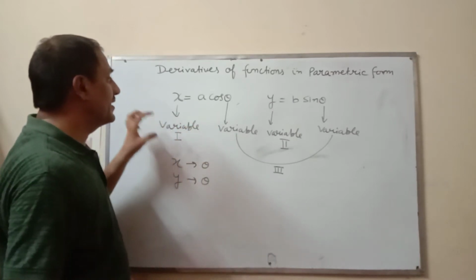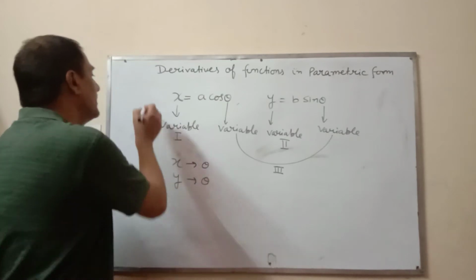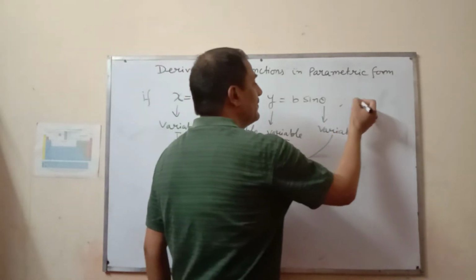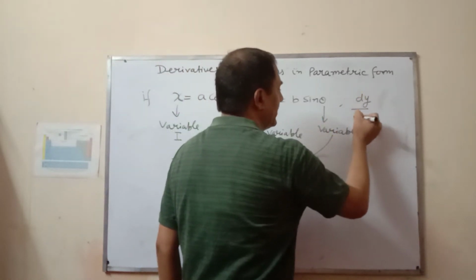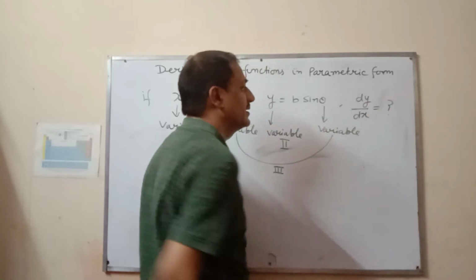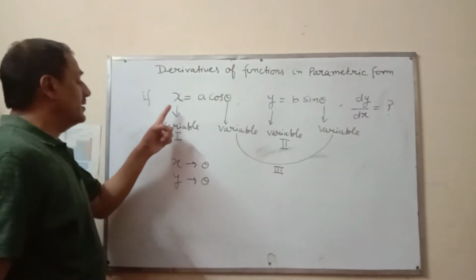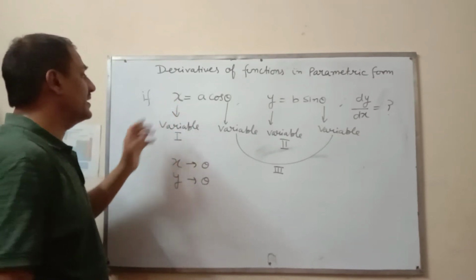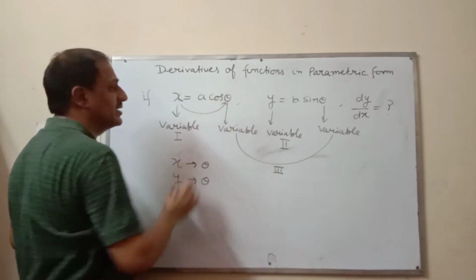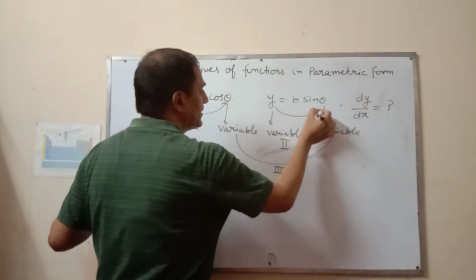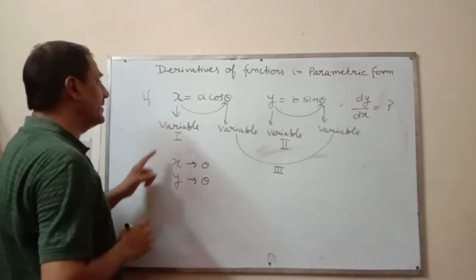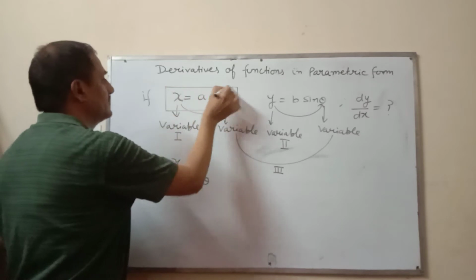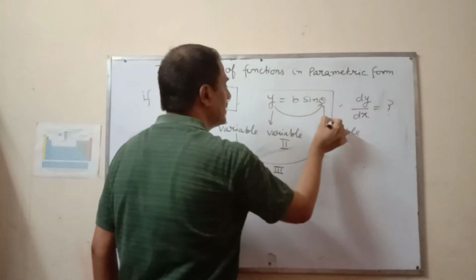Here I am going to find the derivative of this type of function. If x equal to a cos theta, y equal to b sin theta, how can we find dy dx? First I will find dx d theta. Here x is related with theta and y is related with theta. First I am going to find dx d theta from this function and dy d theta from this function.